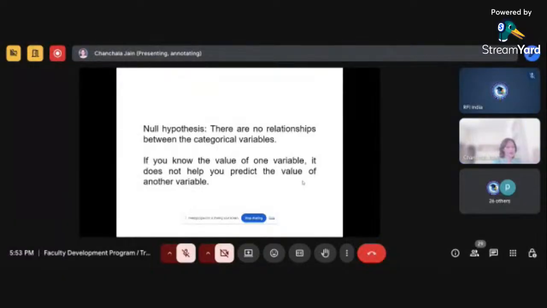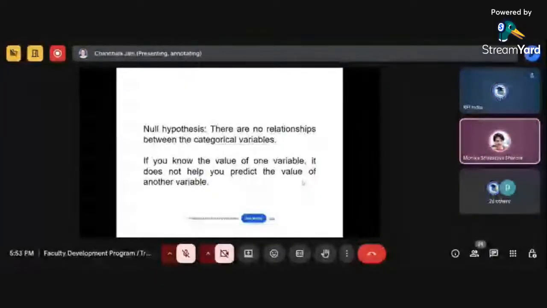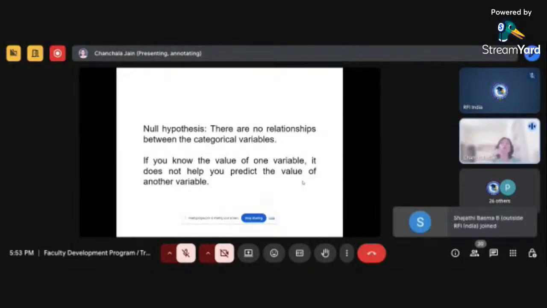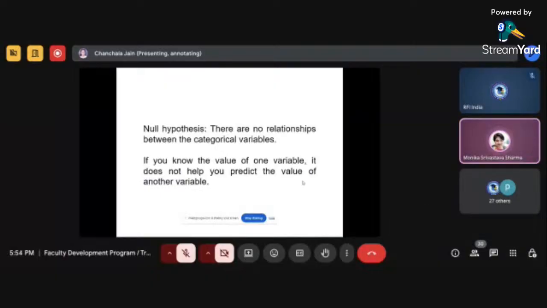Ma'am, I have one question. In chi-square test, which you are explaining, in independent variable and dependent variable, both should be categorical. Usually chi-square test is a non-parametric test, ma'am. It is not talking about the dependent variable. Two variables are treated as independent variables only. Okay, ma'am, so the outcome also should be categorical.